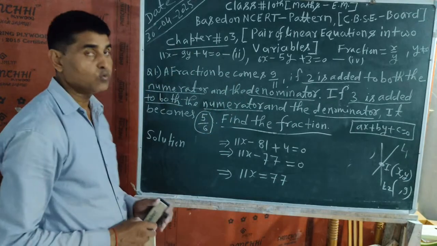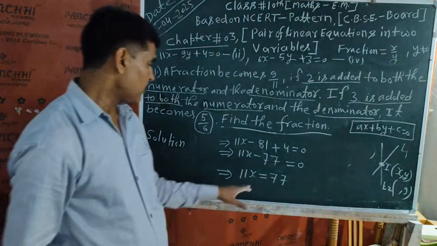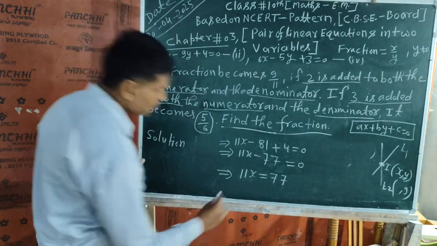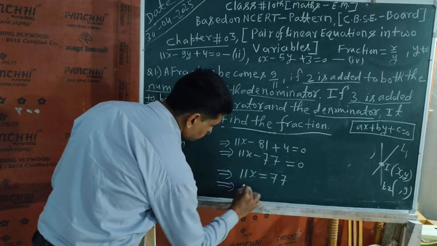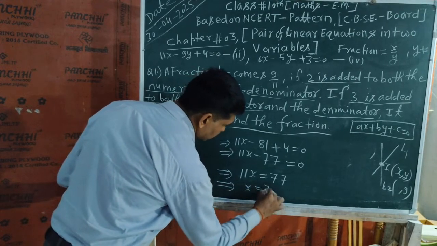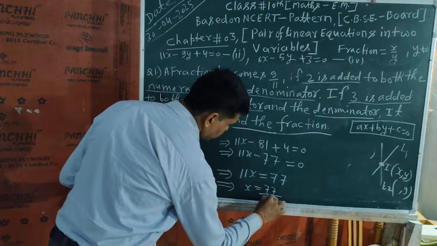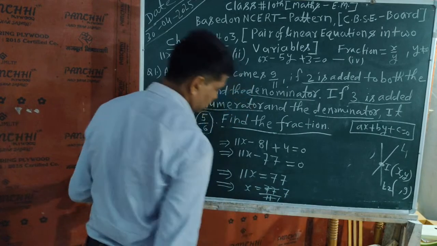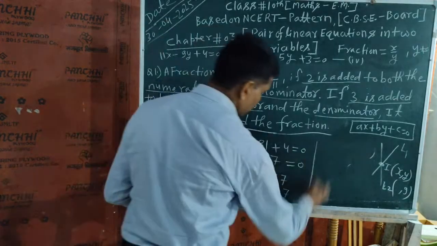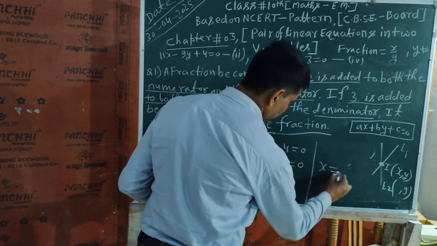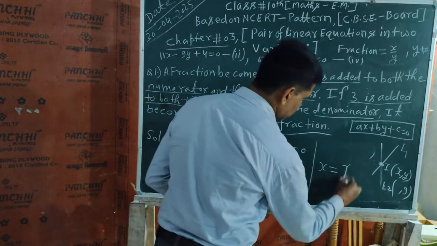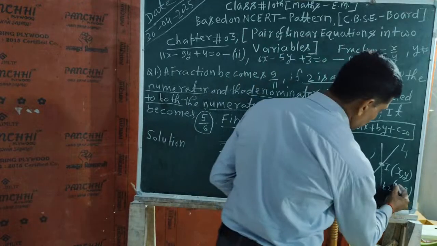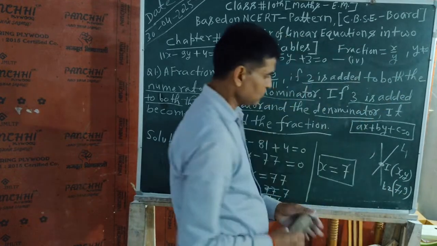Okay, student, we concentrate on this video for understanding the solution of this question. Okay. Further I will also write x is equal to 77 divided by 11. So 11 1 11 and 11 7 77. Okay, student. Further I will write the value of x, which is equal to 7. The value of x is equal to 7. So here I will put the value of x is equal to 7.